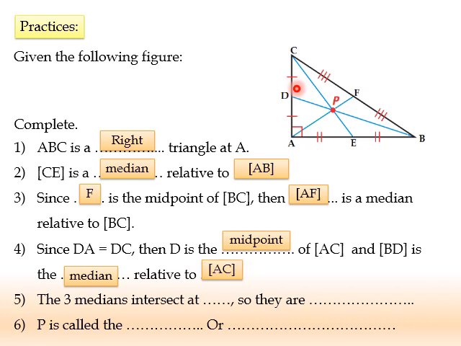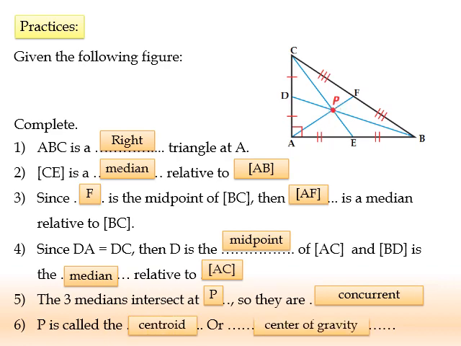The three medians intersect at which point? Here at point P. So they are concurrent. Concurrent lines are lines that intersect at one point. Now, P is the intersection of the three medians, so it's the centroid or center of gravity.